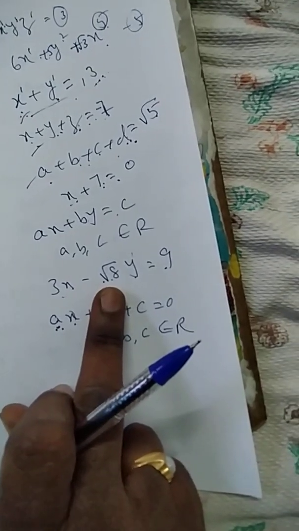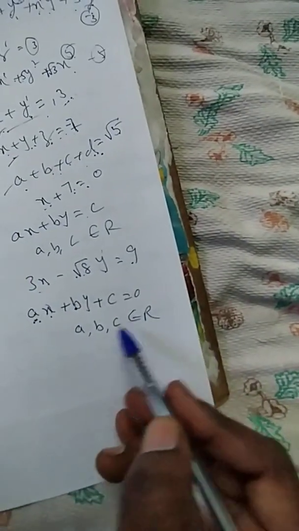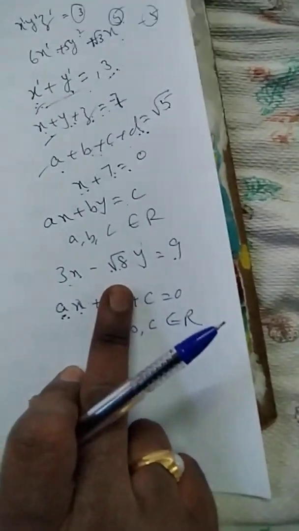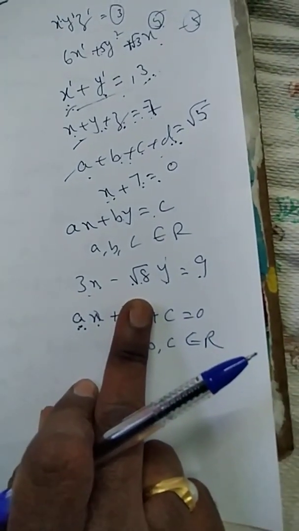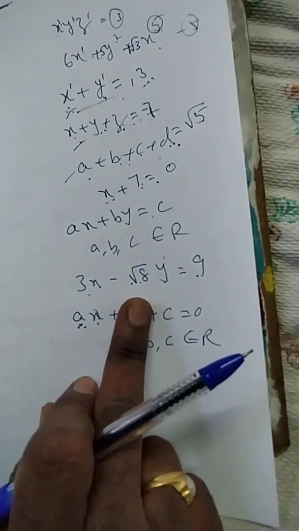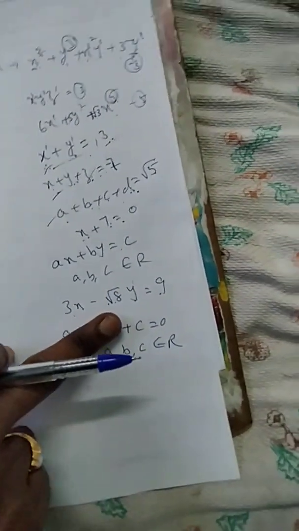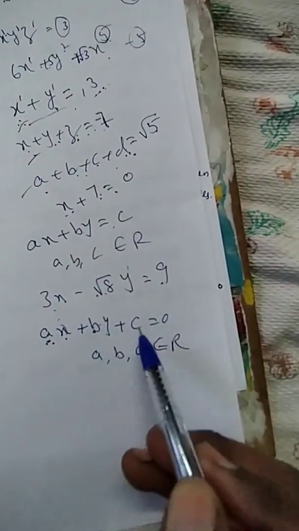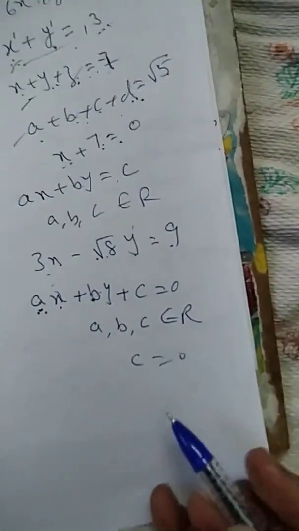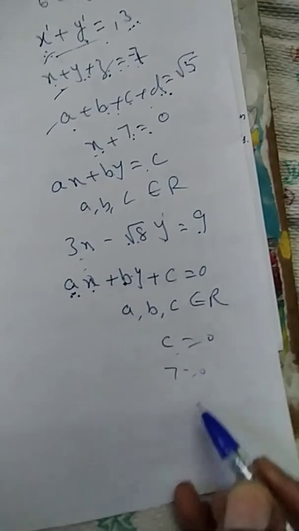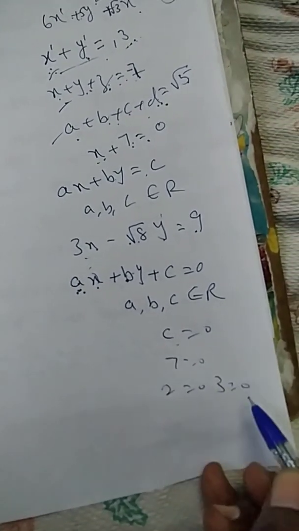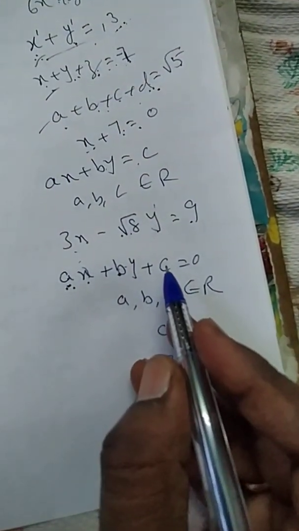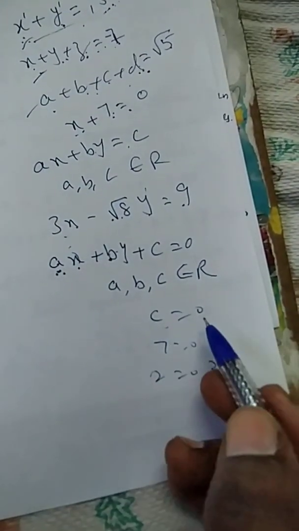Okay, a, c are constant values. Already I said that a, b, c belong to the numbers. Then if b is equal to 0, then ax plus c is equal to 0, and automatically it is also a linear equation in one variable. If a, b both are zeros, then c is equal to 0 is to be balanced. c means it is a constant. 7 is not equal to 0, 2 is not equal to 0, 3 is not equal to 0. c is equal to 0 means c is also 0 in the case. That is the meaning of the thing.